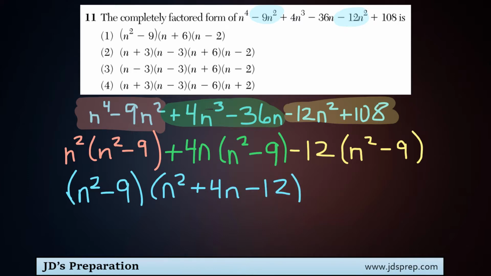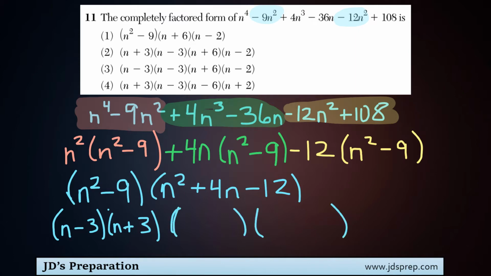All right, now we've got to keep factoring this. N squared minus 9 is an example of difference of squares. So that would factor to n minus 3 multiplied by n plus 3. And to factor n squared plus 4n minus 12, I'm going to start by writing my two sets of brackets. Just put my n in front.